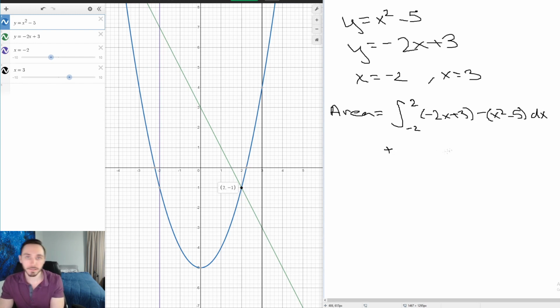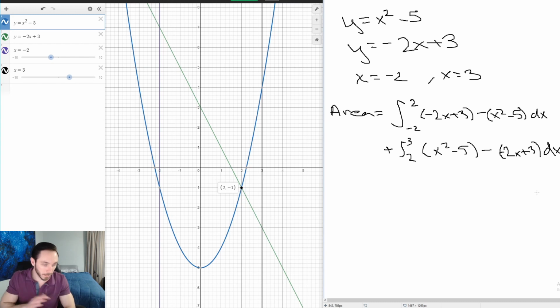And then plus, we have to keep going, because that's just that first area right here. I want to find this area, this triangle-ish looking thing. So that's going to go from 2, because I'm going to start right off the bat at 2. That's where I left off. And I'm going to end at the other x value they gave me, which was 3. So the integral from 2 to 3, this time around the parabola's up top. So x squared minus 5 minus negative 2x plus 3 dx.